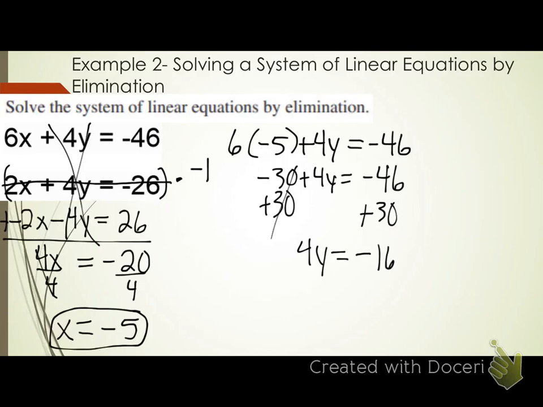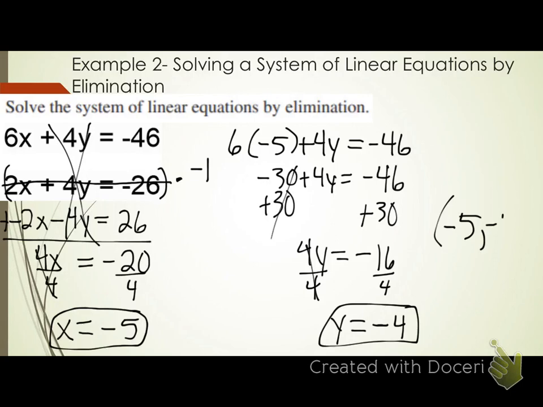And how do I get y by itself? Divide by 4. Y equals negative 4. So what's my final answer here? Negative 5, negative 4.